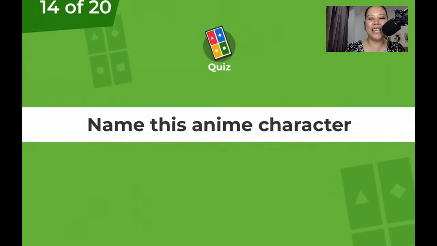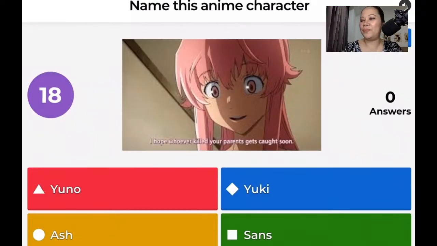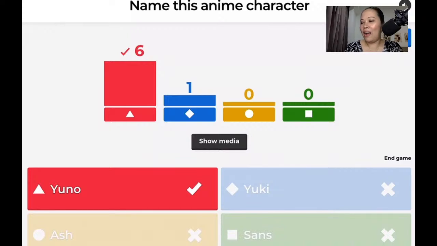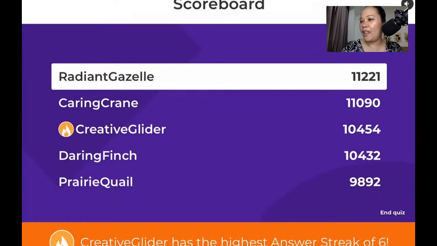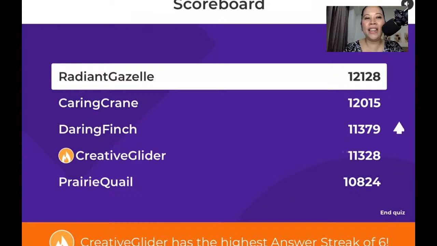14 of 20. Woo. Name this anime character. I have not even asked. You answered already. Well done. Yes, you know who this is. Hi, Bharat. Good evening. You know, that's correct. Let's see who is on top. And on top is still Radiant Gazelle on the lead.